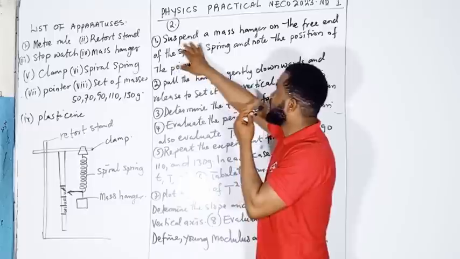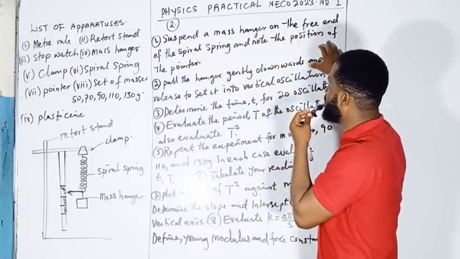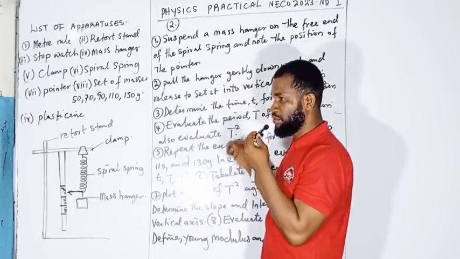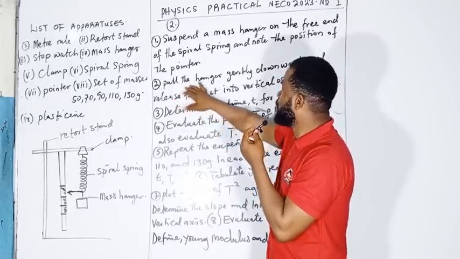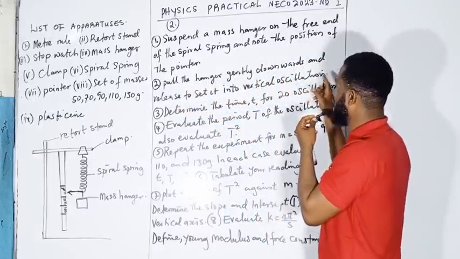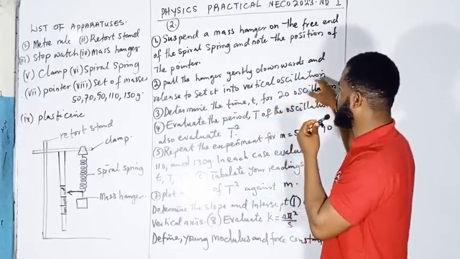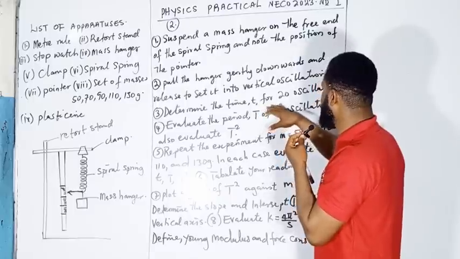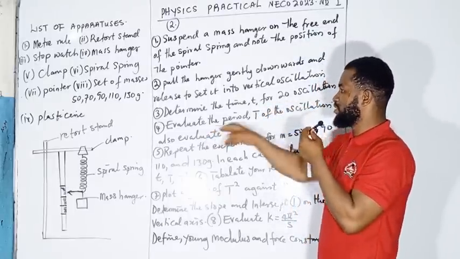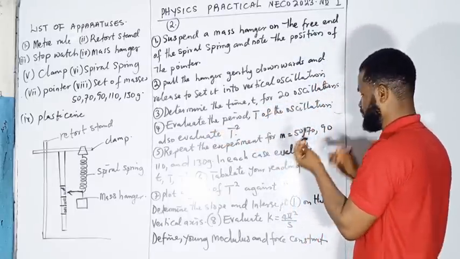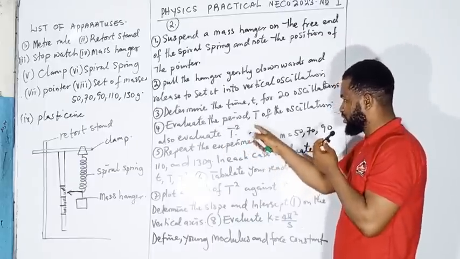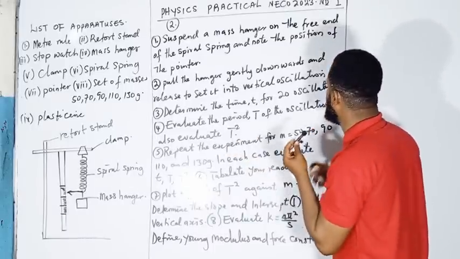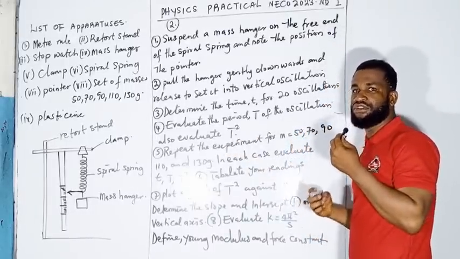It says suspend the mass hanger on the free end of the spiral spring and note the position of the pointer. Then pull the hanger gently downward and release to set it into vertical oscillation. So pull it a little. Determine the time t for 20 oscillations. Evaluate the period T of the oscillation. Also evaluate T square.